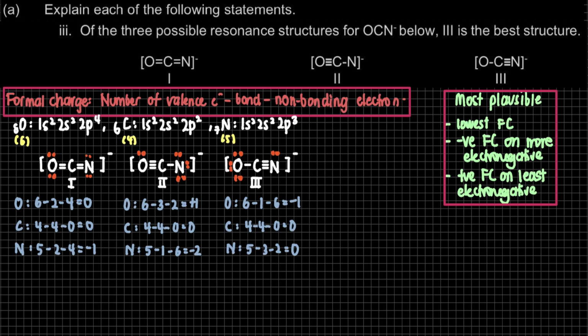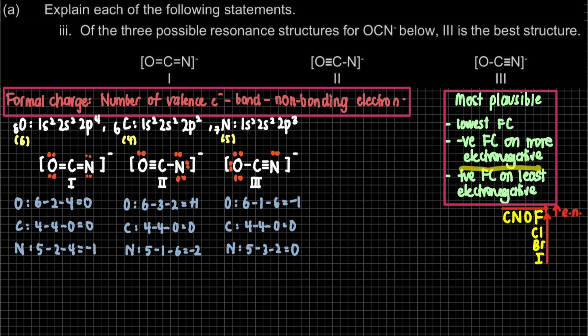Okay, so what is the difference between 1 and 3? Structure 2 is definitely not, right? It has negative 2, so it's not the lowest formal charge. Okay, so the difference between structure 1 and structure 3 is that the negative 1 for structure 3 is on oxygen, whereas for structure 1, the negative is on nitrogen. Okay, so go back to the most plausible: negative formal charge must be located on the more electronegative atom.